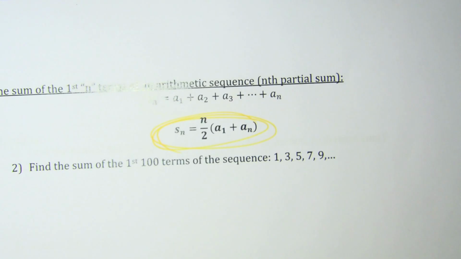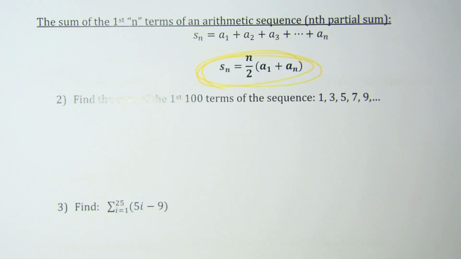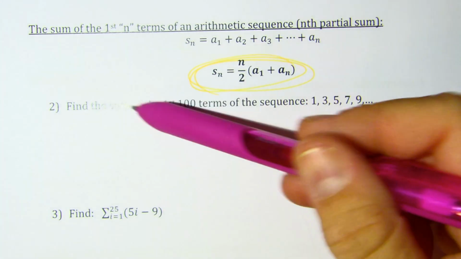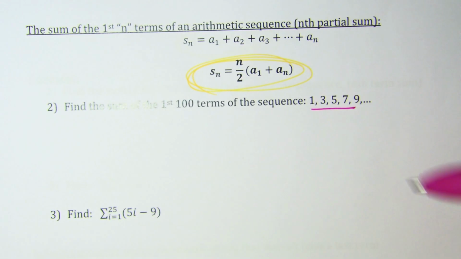Now, if we want to add up a bunch of terms in an arithmetic sequence, this is the formula we're going to use. This is the sum formula. And notice here, instead of a sub n, now it says s sub n, representing that we are adding up a bunch of terms. So here it says find the sum of the first 100 terms of this sequence.